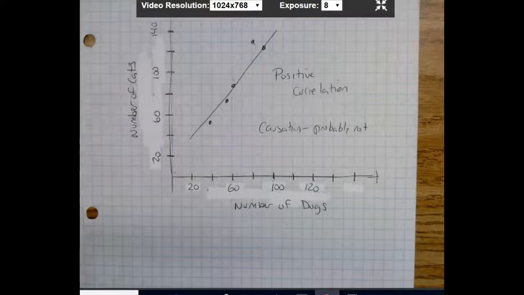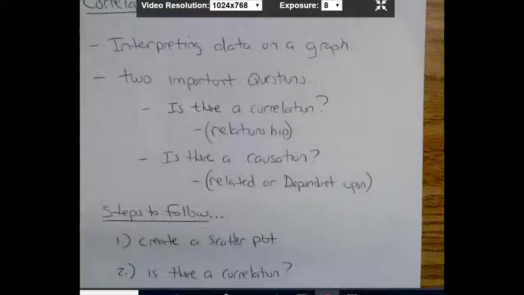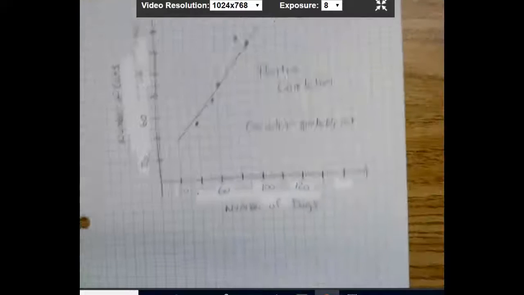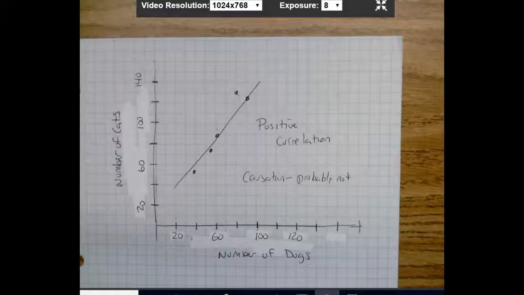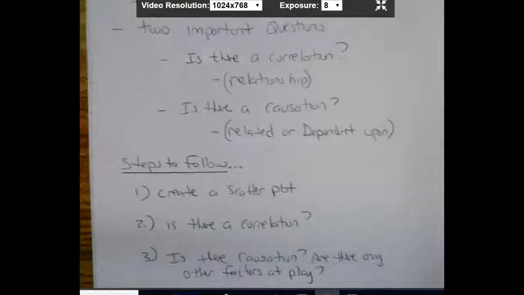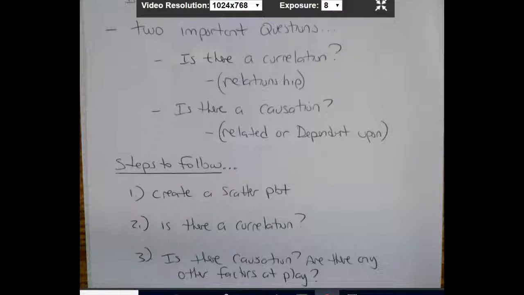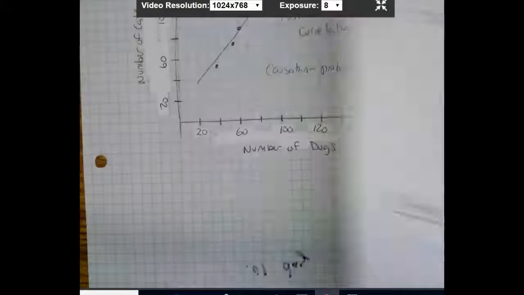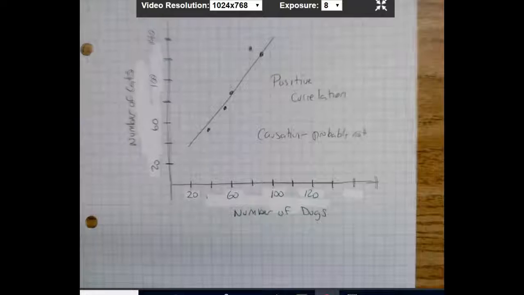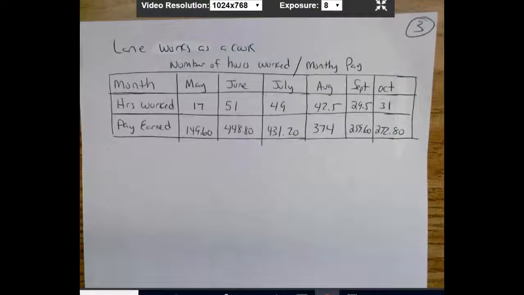And remember again, the process is looking for causation, but you create a scatter plot, you look for the correlation. Here we saw the correlation. It's a positive correlation. As one goes up, so does the other. But then we ask, is there causation? And we just look at the data. It's not always something you can determine just by looking at the data. But here, you probably think, there's probably not a causation between the number of dogs adopted and the number of cats. And I'm going to show you one more example to help you out here, and then we'll be done with the notes.